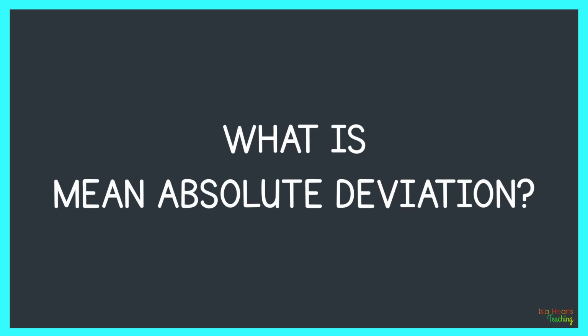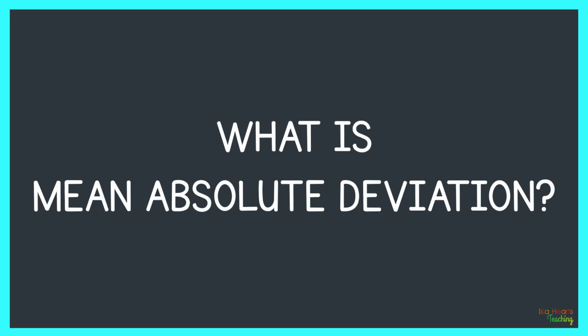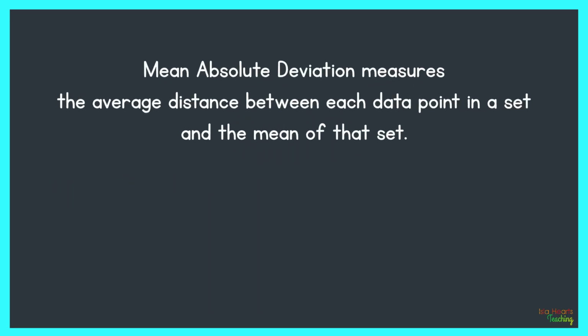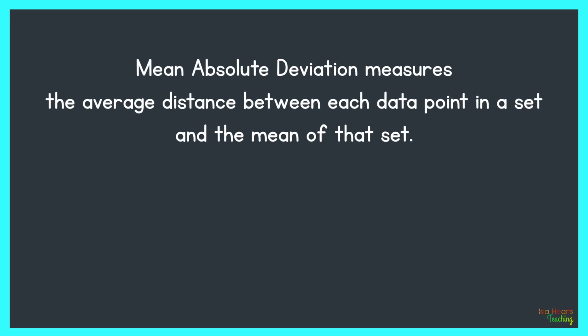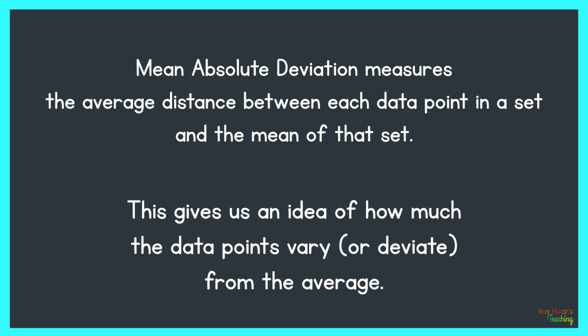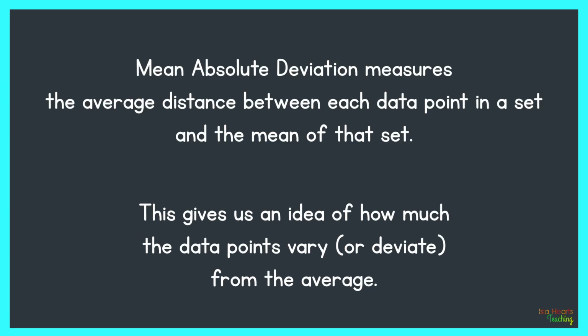Now that we know those terms, we can apply our new knowledge when looking at the definition for mean absolute deviation. Mean absolute deviation measures the average distance between each data point in a set and the mean of that set. This gives us an idea of how much the data points vary, or deviate, from the average.